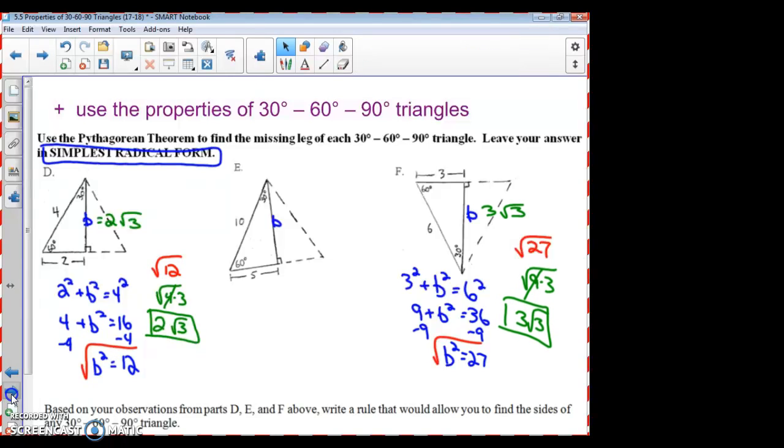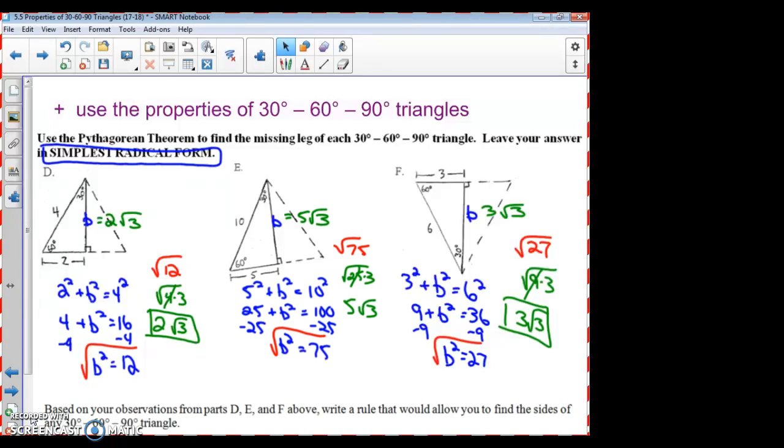So at this time, I'm going to ask you to pause the video, try letter E on your own, and when you're done, resume the video. So taking a look at letter E, you should have come up with 5 square roots of 3.